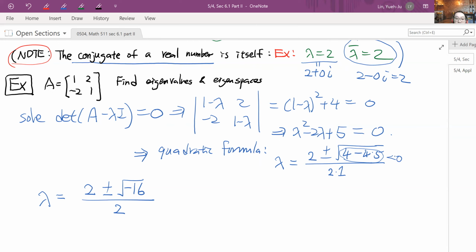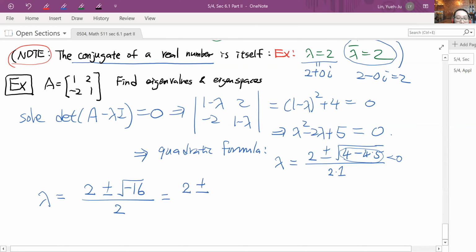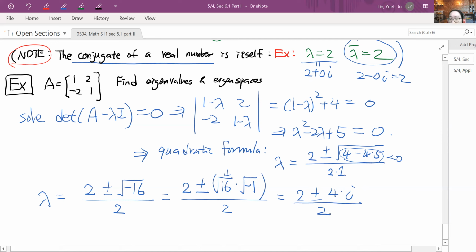But how are you going to solve it, explicitly? So what I'm going to do is break this square root of minus 16 into square root of 16 times square root of minus 1, right? I want to come up with this i. So essentially this is 4 times i. And please do the algebra step by step carefully.